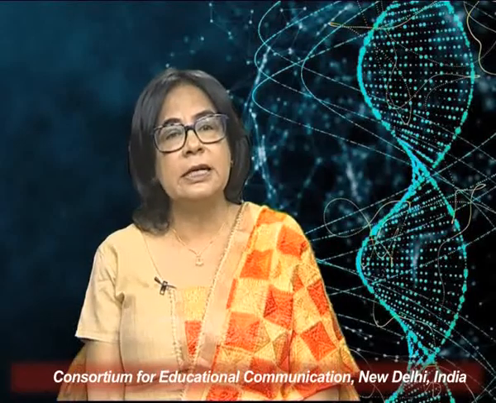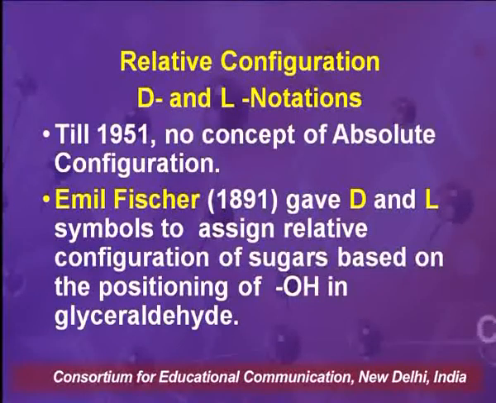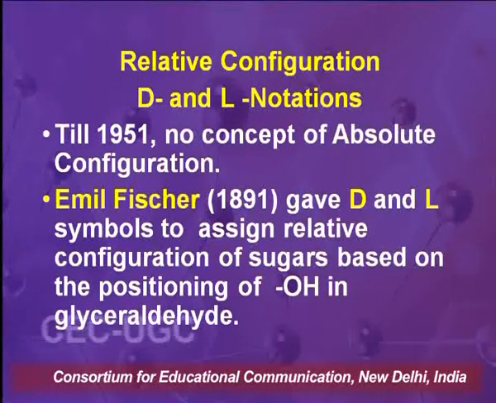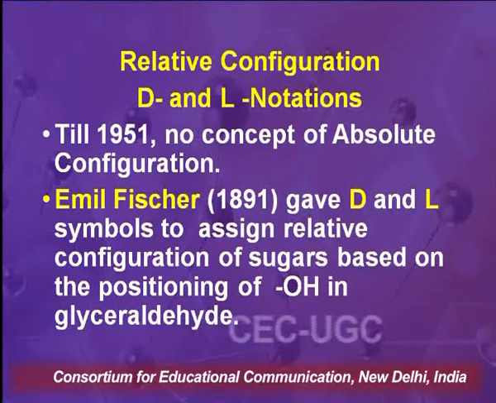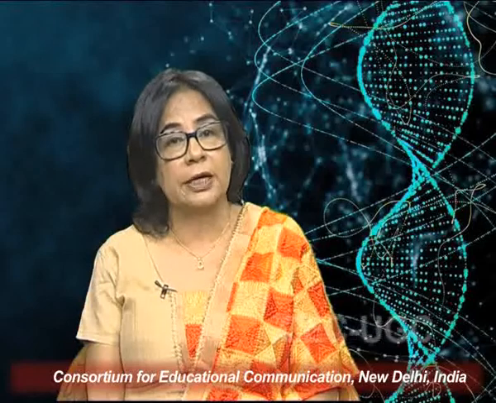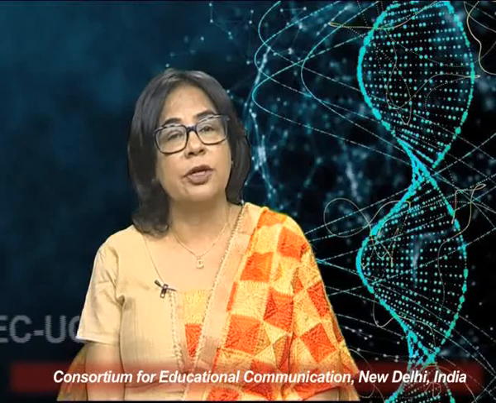Until 1955, there was no concept of absolute configuration. It was only in 1891 that Emil Fischer gave D and L symbols to assign relative configuration of sugars based on the position of OH in glyceraldehyde. That means for assigning configuration to monosaccharides, glyceraldehyde was taken as an arbitrary standard.